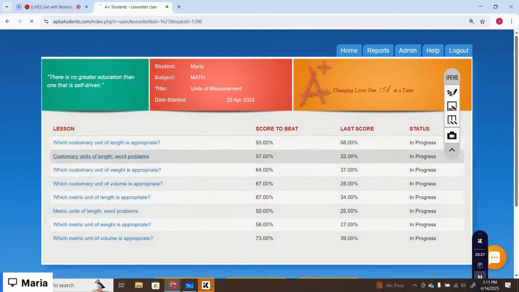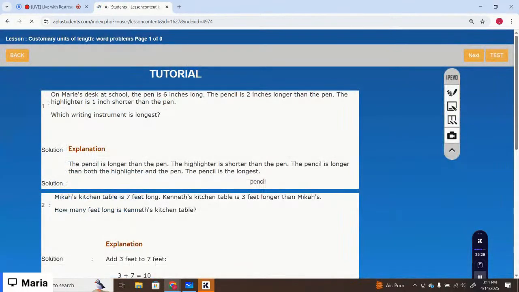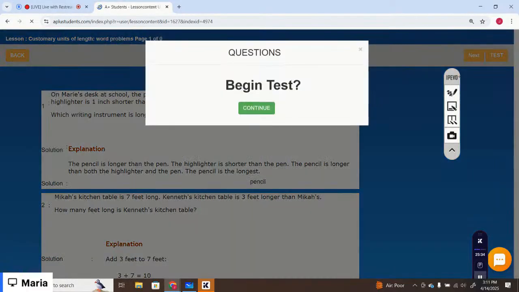Customary units of length word problems. Let's just start with the lesson. Let's just start with the test questions.